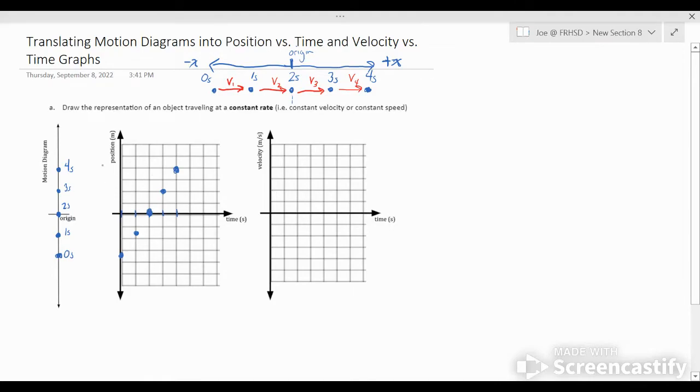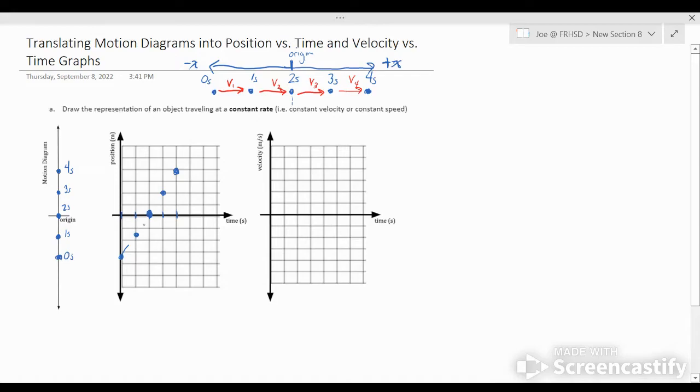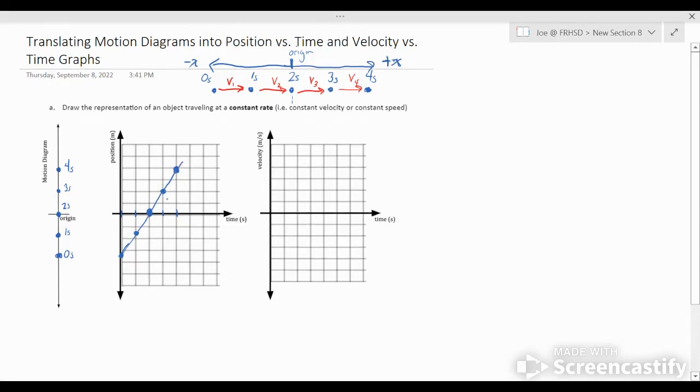So if we plot an object traveling at a constant speed, we will see on the position versus time graph that the change in position is the same and you will get a diagonal line.